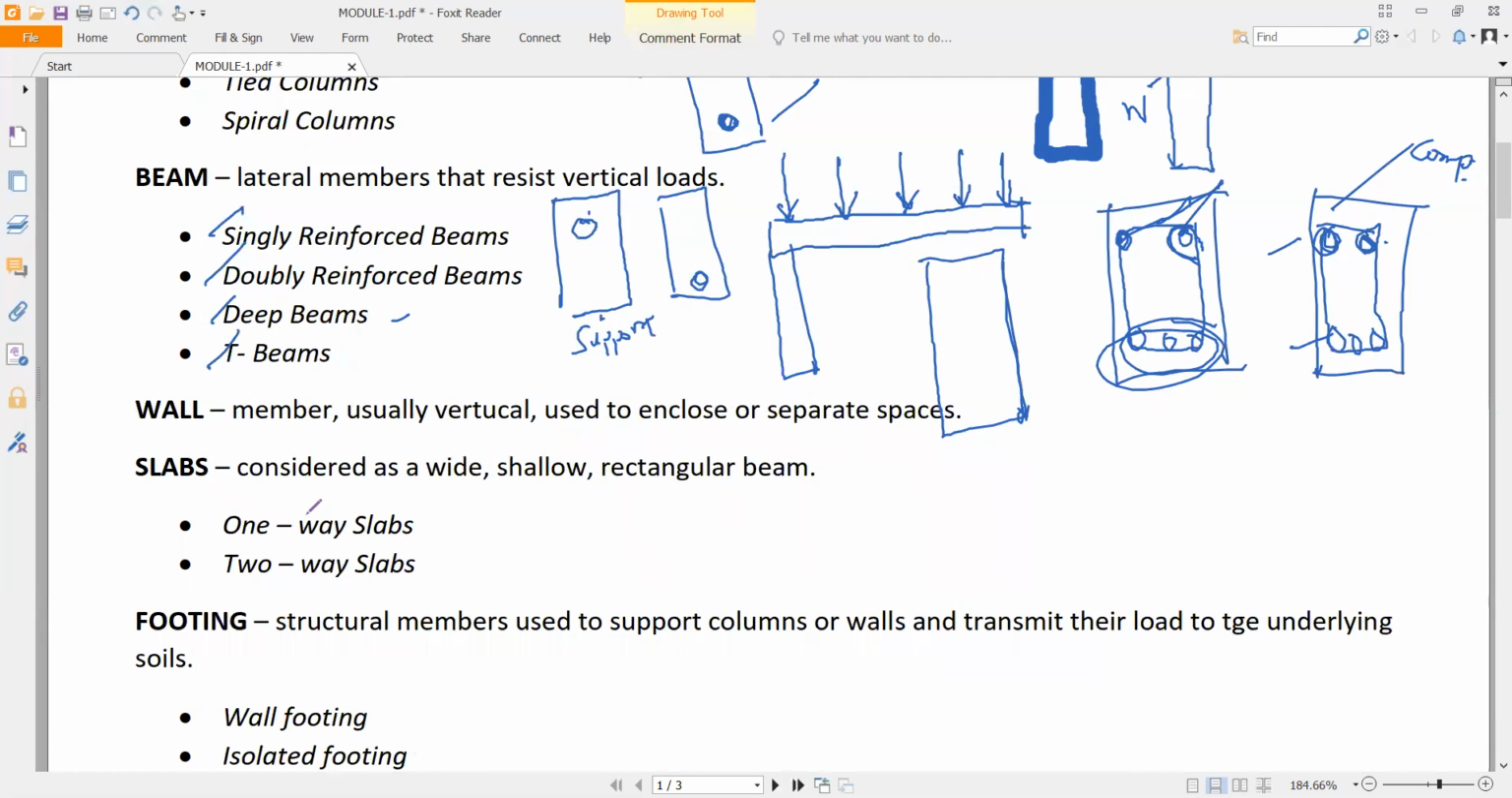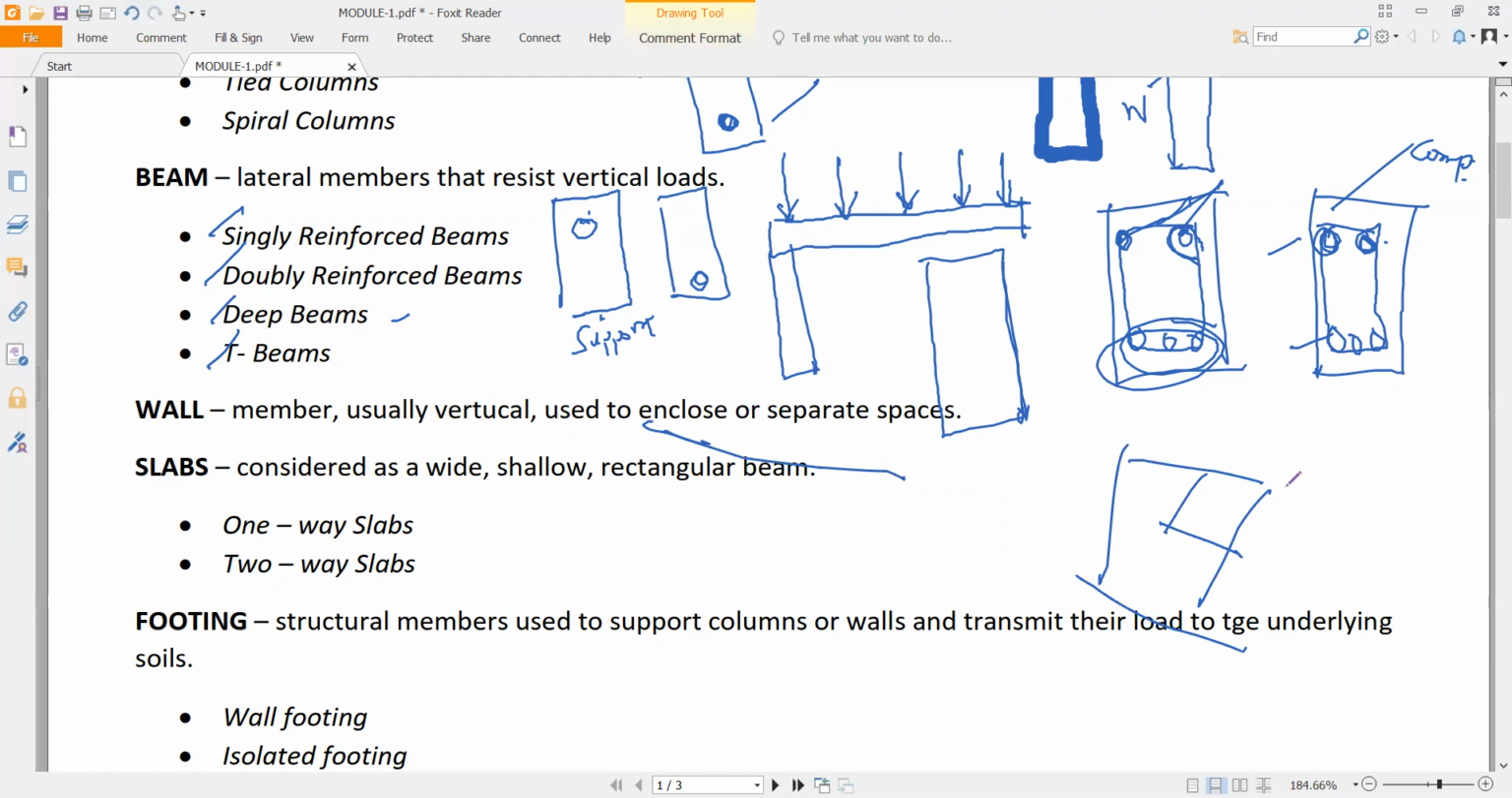It is because we can no longer trust the strength of our CHB, so yung walls natin, hindi natin siya kinoconsider as structural member. Instead, yung walls natin, ginagamit na lang natin siya to enclose spaces, no? Separate spaces. Mas ma-separate natin yung room, ma-divide natin yung ating building. So, gagamit tayo ng walls.